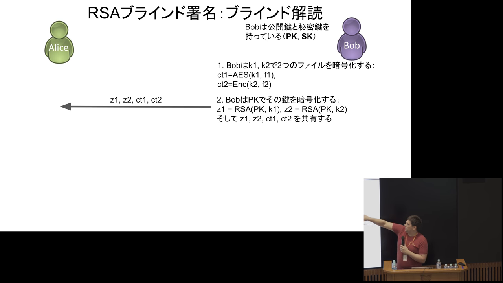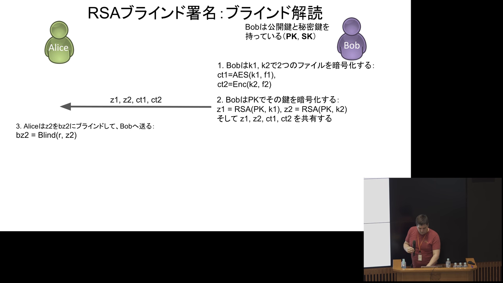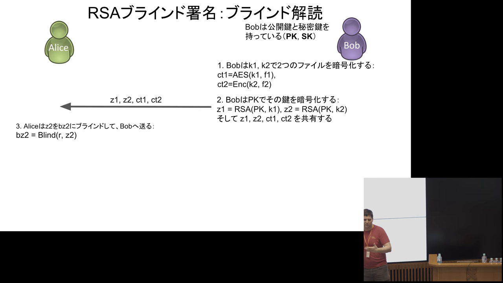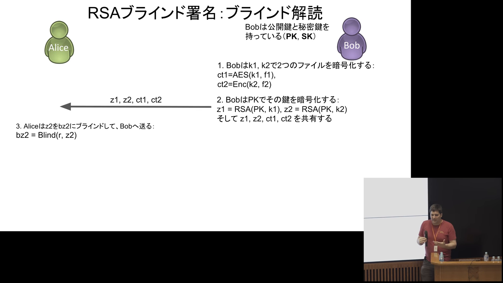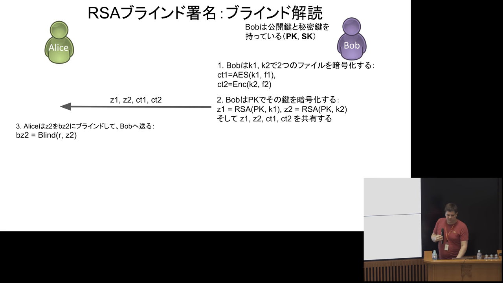So Bob publishes Z1, which is the RSA encryption under his public key of the first key, and Z2, which is the encryption of the second key. Alice sees them. Alice wants to get, say, Z2. Let's say she wants to get Bob to decrypt Z2 for her. If she were just to ask Bob, hey, decrypt Z2 for me, Bob would know which file she got the decryption of.